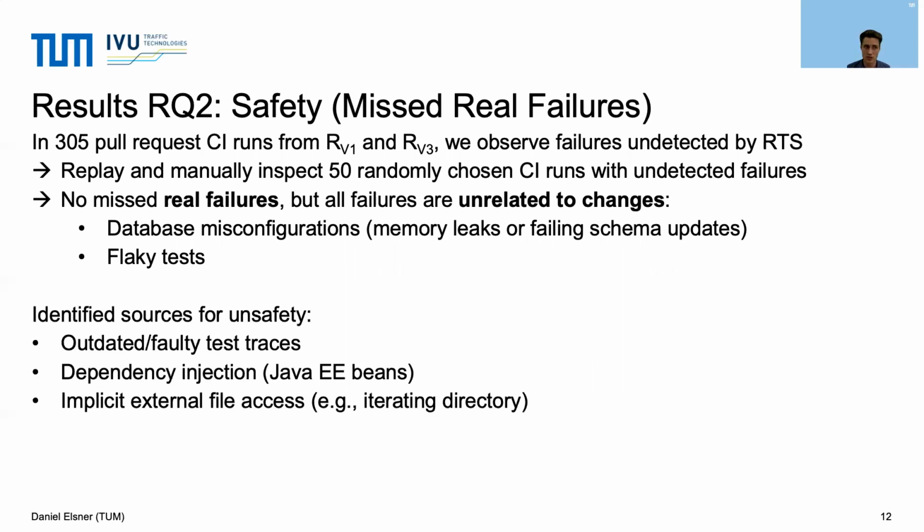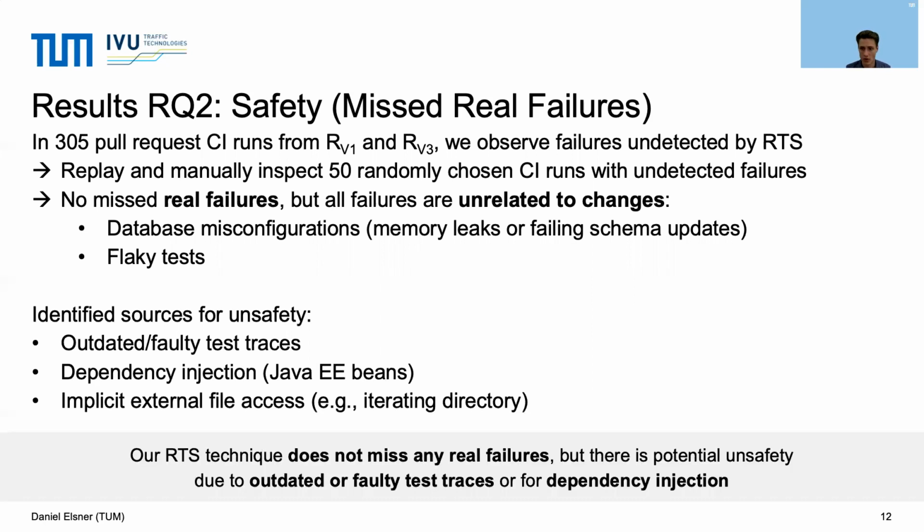Still, there are some potential sources of unsafety, and they are outdated or faulty test traces, because we are creating the test traces the day before we select on the next day. And also from dependency injection, which is an unsolved problem for RTS techniques. Other RTS techniques will also suffer this problem. Overall, our RTS technique did not miss any real failures in the evaluation, but there is potential unsafety due to the reasons that I just mentioned.